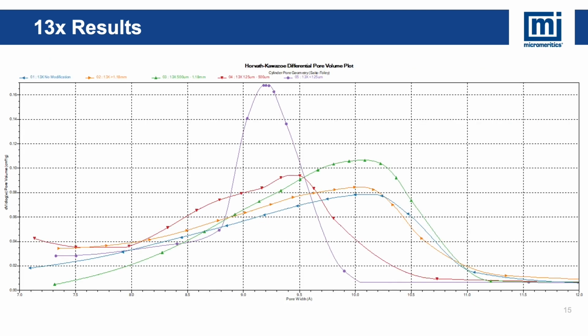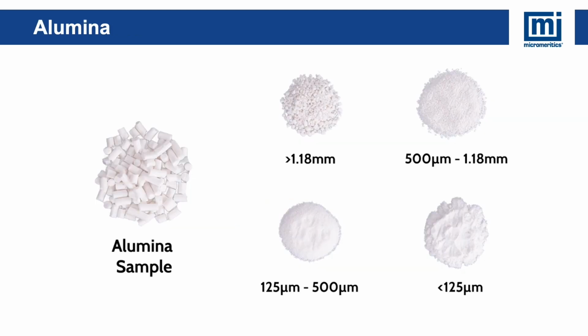The differential pore volume makes the shift in the distribution clear. As the particle size ranges become smaller, exposing the zeolite structure more, the pore size distribution shifts to a smaller size. The next sample is alumina.